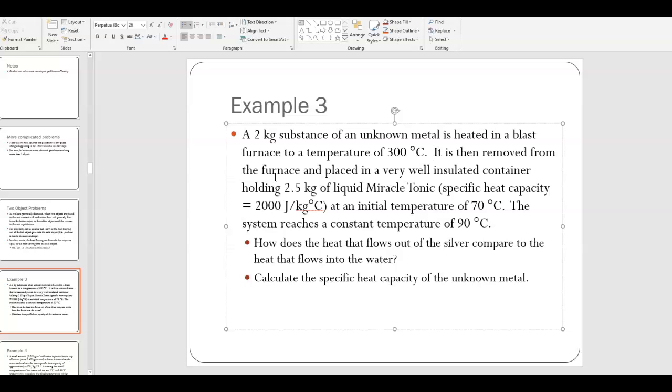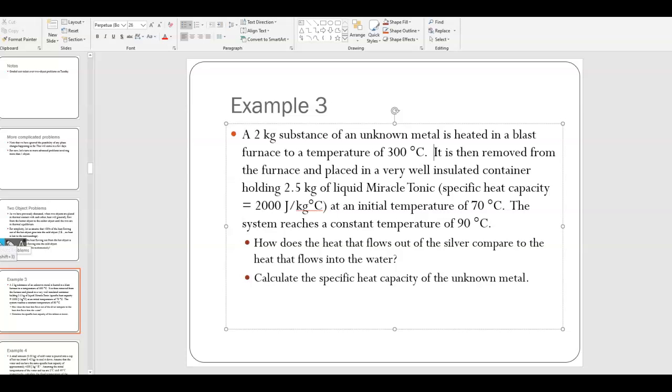It is then removed from the furnace and placed in a very well insulated container holding 2.5 kilograms of liquid miracle tonic. They give us the specific heat capacity of that. At an initial temperature of 70 degrees Celsius, the system reaches a constant temperature of 90 degrees Celsius. How does the heat that flows out of the silver compare to the heat that flows into the metal? And then it says calculate the specific heat capacity of the unknown metal.